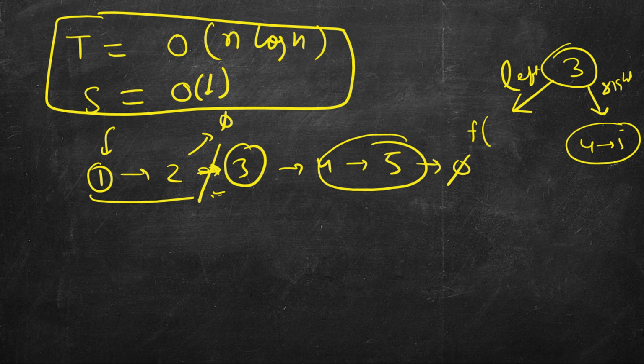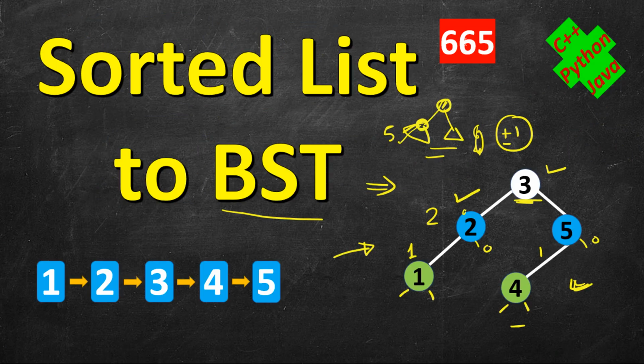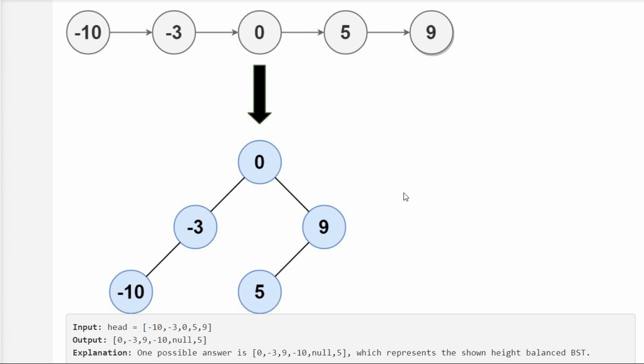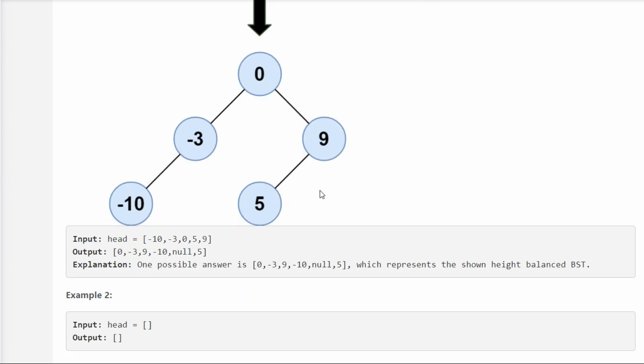And there is one mistake here, so it should be problem number 109. I forgot to change it. So now we will write the code. So this is another example. Again, this is sorted and we get a similar structure.